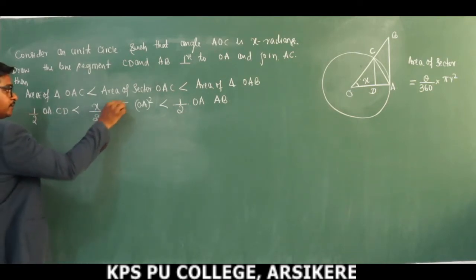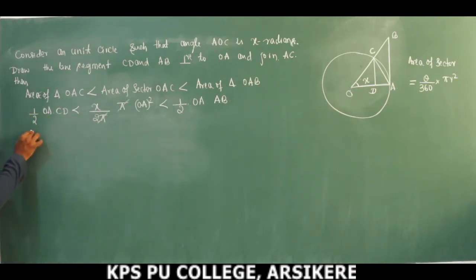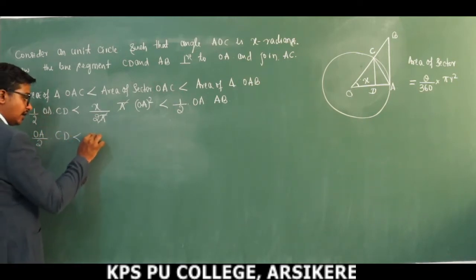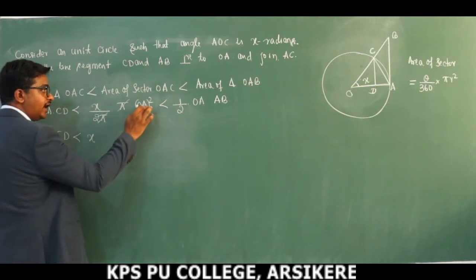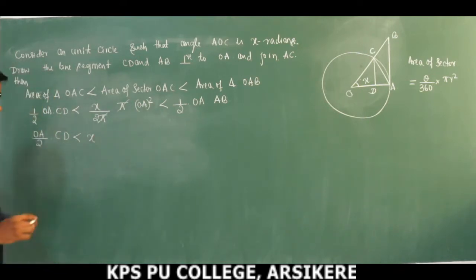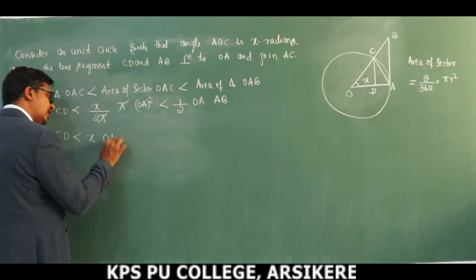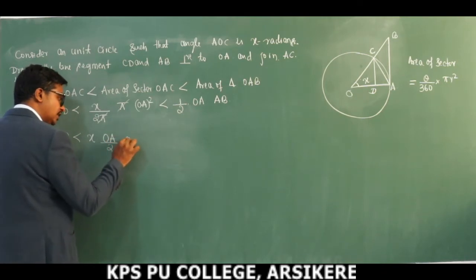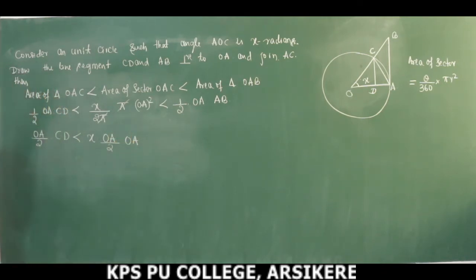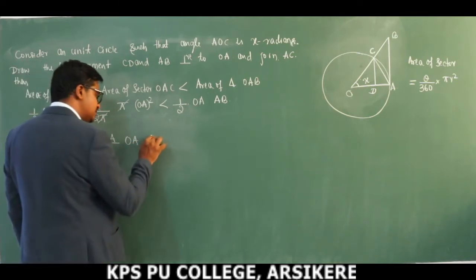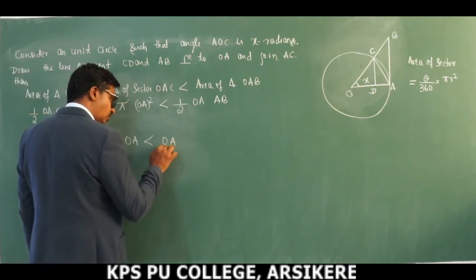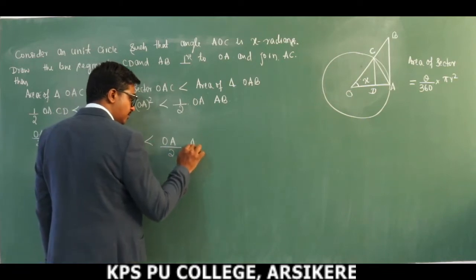So here pi and pi get cancelled. I will rewrite this as OA divided by 2 into CD less than x into OA whole square. We have OA repeated 2 times, that can be written as OA divided by 2 into OA. So both are the same here and this is less than OA divided by 2 into AB.